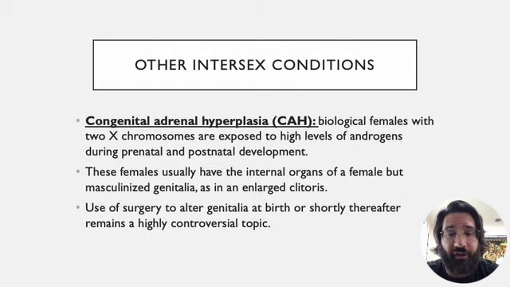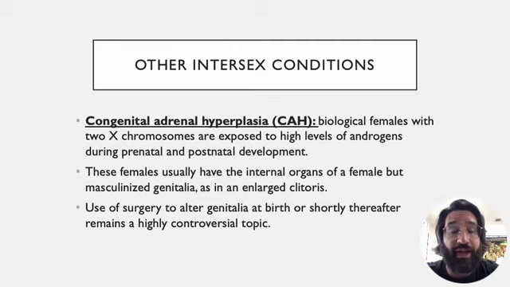There are a number of intersex conditions which you can read more about in the reading this week. So if you're interested in this topic, I encourage you to go into the reading and dive deeper. But there's an intersex condition known as congenital adrenal hyperplasia, or CAH, in which biological females, so individuals with XX chromosomes, are exposed to high levels of androgens. And as we noted previously, androgens are these masculinizing hormones. So there are biological females that are exposed to high levels of androgens during prenatal and postnatal development.